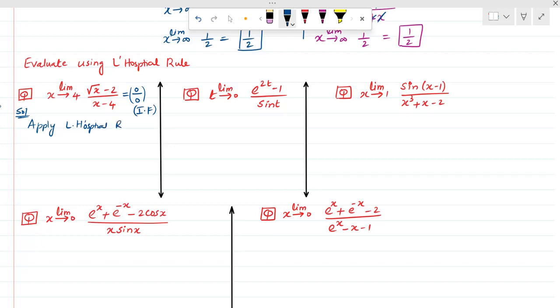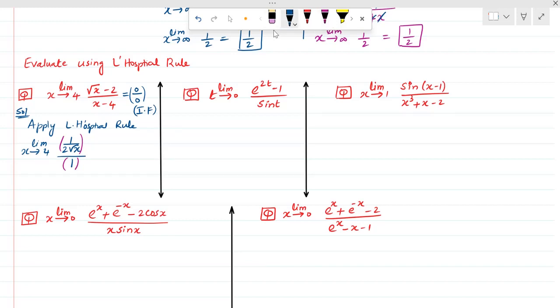When you apply the L'Hopital rule, what happened? Limit x approaches to 4. When you differentiate the numerator, root x, which is 1 over 2 root x, 2 becomes 0 over. Here, x differentiation 1 minus 4 becomes 0. So here we have to remember this rule, that is you have to differentiate numerator separately and denominator separately. There is no f over g rule here.